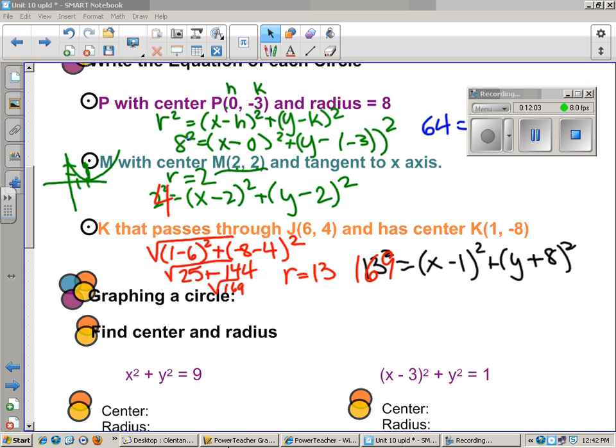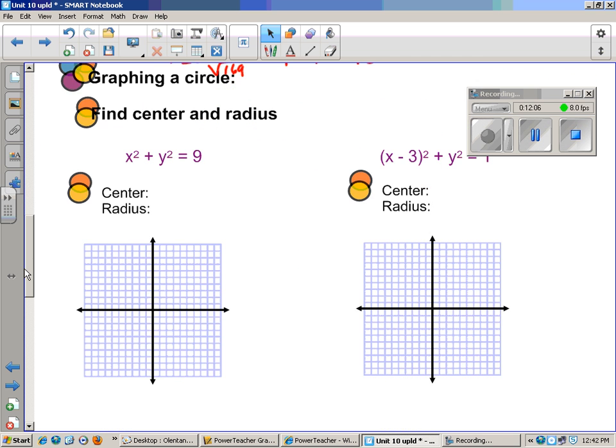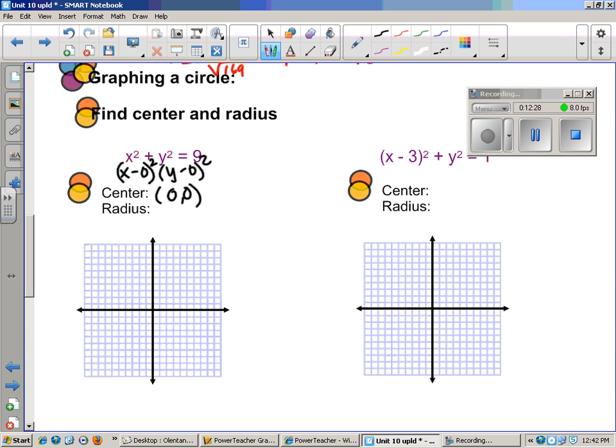Okay, now let's go the other way. If I give you the equation, can you graph it? All right, so what's the center of x squared plus y squared equals 9? (0, 0), because remember this is (x - 0) squared and this is (y - 0) squared. So the center is at (0, 0). What's the radius? Careful, it's 3, right? Because remember, this is r squared. So if 9 is r squared, the square root of 9 is 3. So the radius is 3.